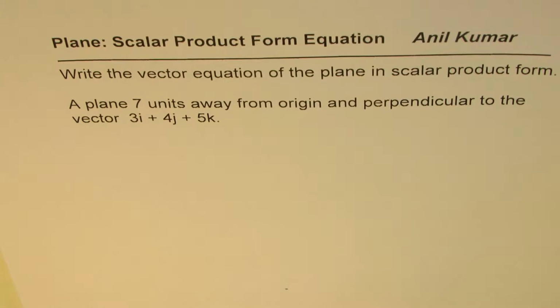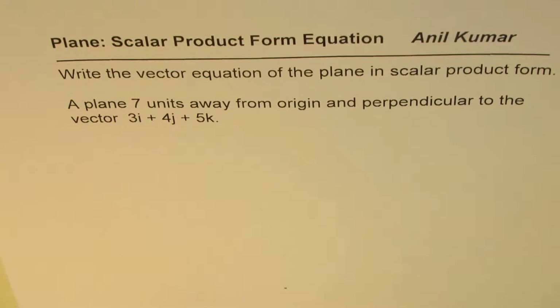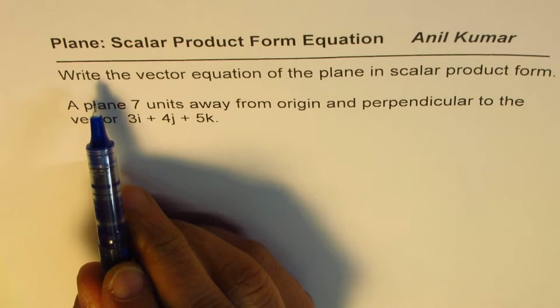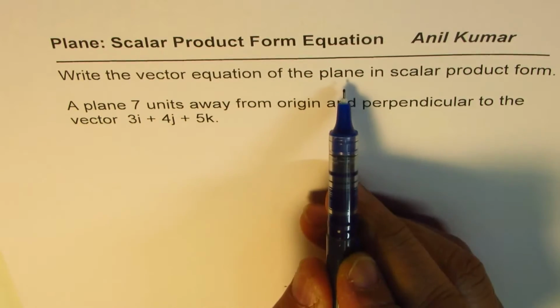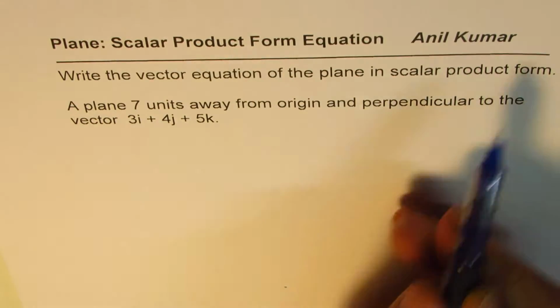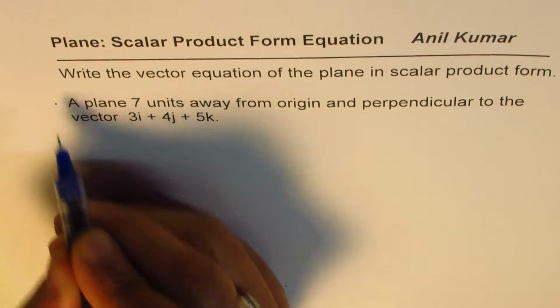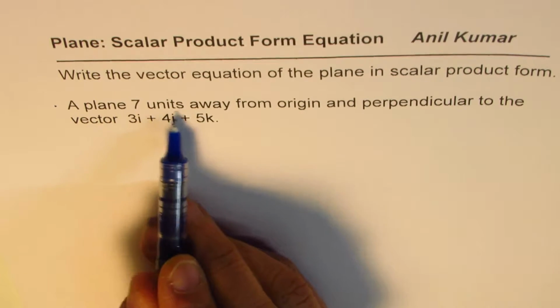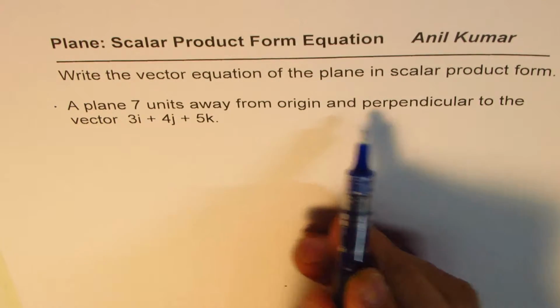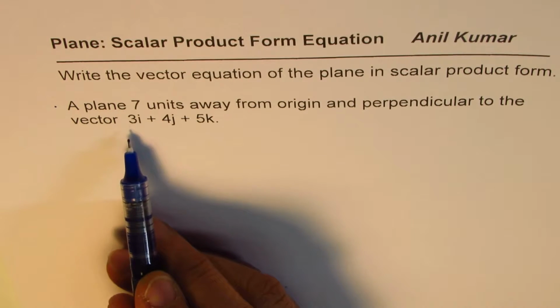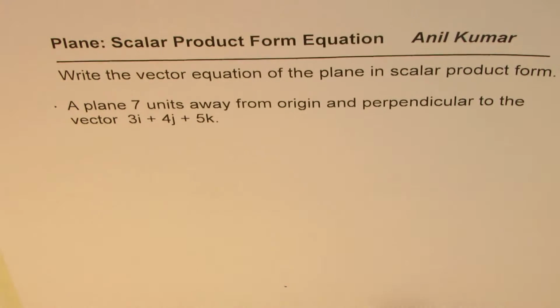I'm Anil Kumar, and here is a practice question to find the equation of a plane in scalar product form. The question is: write the vector equation of the plane in scalar product form. A plane 7 units away from the origin and perpendicular to the vector 3i plus 4j plus 5k.